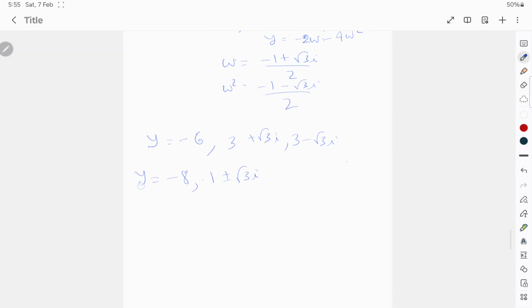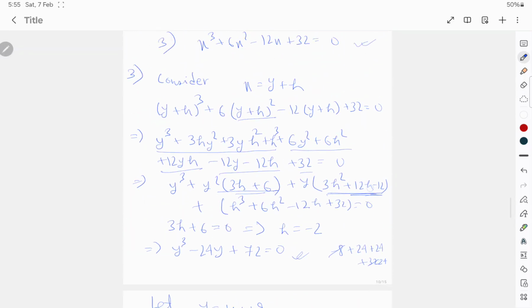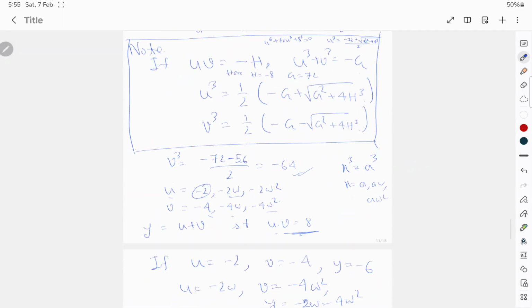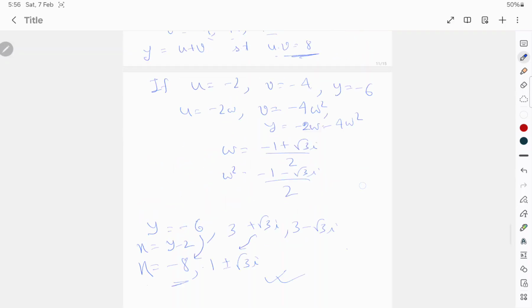Now after that, sorry, this is your x. Whenever you get y equal to this, do you know what your x is? You have considered x equal to y plus h. h is minus 2, so x equals y minus 2. You have to subtract 2, so x equals minus 8 for this one, and 1 plus minus 2 3i for the others. In this way you have these 3 roots. Practice all the remaining.